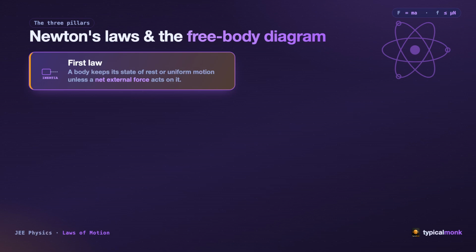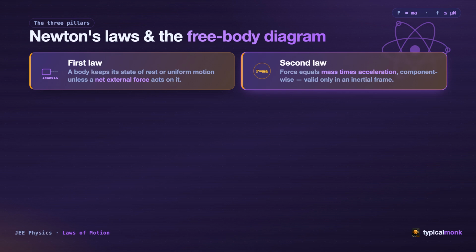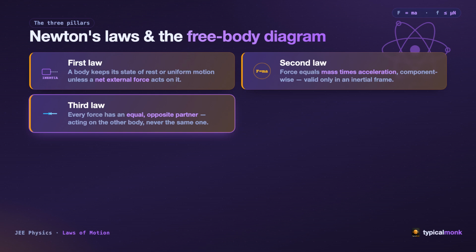Let's start with the 3 laws everything else in mechanics is built from. Newton's first law: a body stays at rest or keeps moving in a straight line at constant speed unless a net external force acts on it. That resistance to change is inertia. Newton's second law: force equals mass times acceleration, applied component by component, and it holds only in an inertial frame, one that is not itself accelerating. Newton's third law: every force has an equal and opposite partner, acting at the same instant, but on the other body, never on the same body.